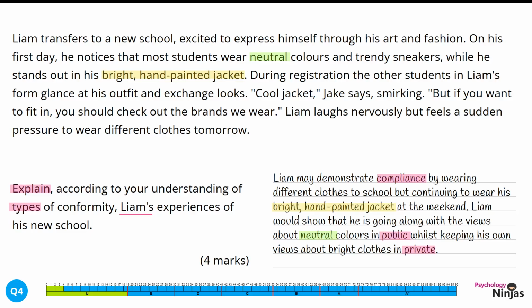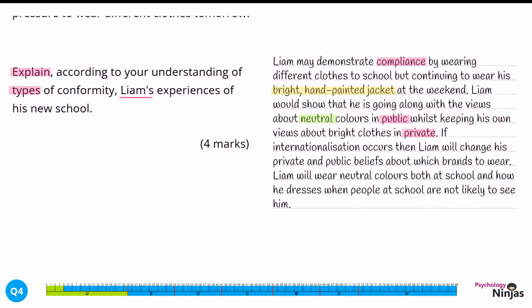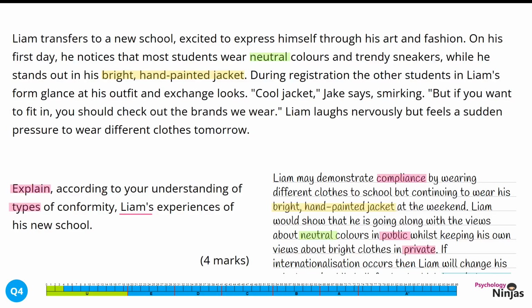We're then going to talk about a different type of conformity. If internalisation occurs, then Liam will change his private and public beliefs about which brands to wear. Liam will wear neutral colours both at school and how he dresses when people at school are not likely to see him. We've identified internalisation and also discussed that this is changing both private and public beliefs. We've linked this into the STEM by talking about the brands that Liam might wear. We're going to go back up to the STEM here and tick this off within our STEM.